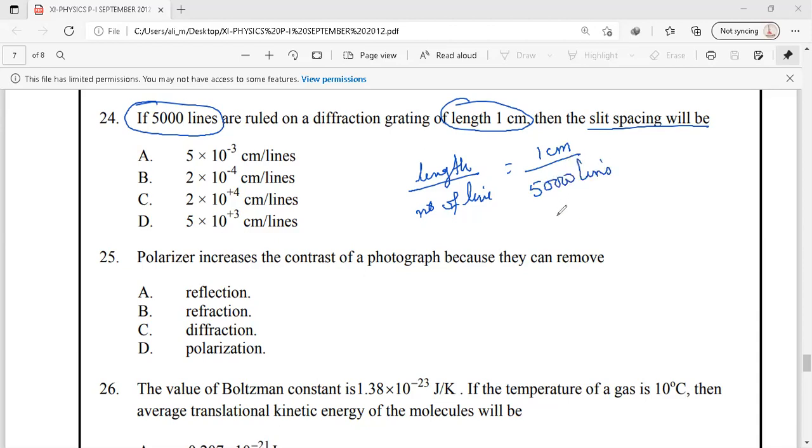So it will be equal to 2.0 × 10 raised to the power minus 4 centimeters per line. So the correct answer is option B.